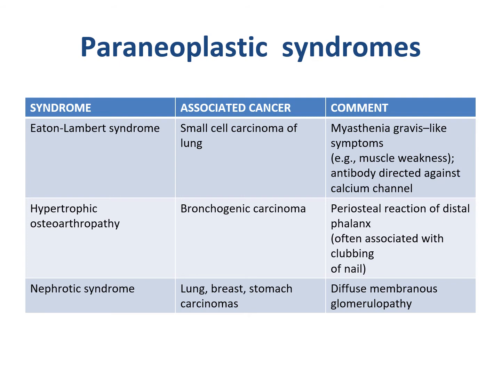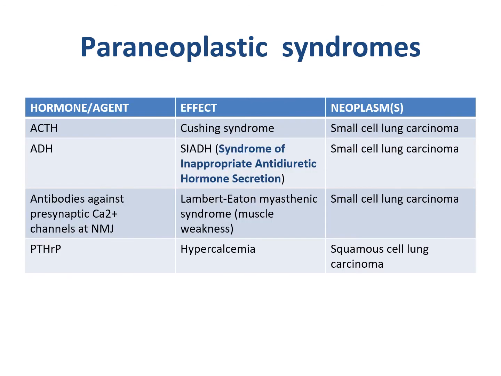Paraneoplastic syndromes: Eaton-Lambert syndrome. Associated cancer is small cell carcinoma of the lung. It has myasthenia gravis-like symptoms, for example muscle weakness, with antibody directed against calcium channel. Hypertrophic osteoarthropathy syndrome is associated with bronchogenic carcinoma, and it's a periosteal reaction of the distal phalanx, often associated with clubbing of the nail. Nephrotic syndrome's associated cancers are lung, breast, and stomach carcinomas, and it's diffuse membranous glomerulopathy.